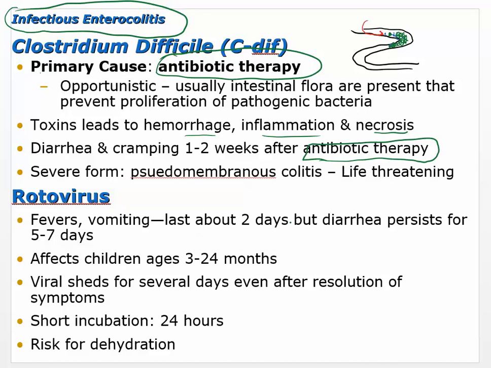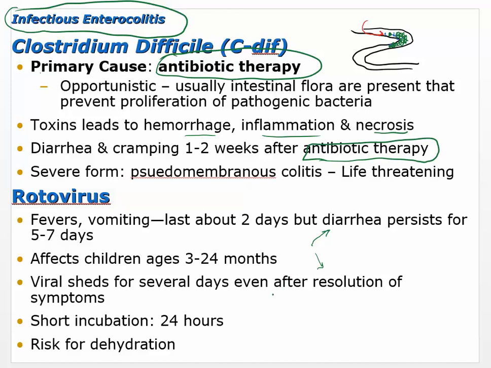diarrhea. It's one of these disorders that, well, I guess it would be a disease that your body, the child's body, is trying to get rid of. It's trying to push it out either through vomiting or diarrhea. The problem is that the virus sheds for several days even after resolution of symptoms, which kind of makes sense, I guess, if it finds itself in the bowels, then it can be released.